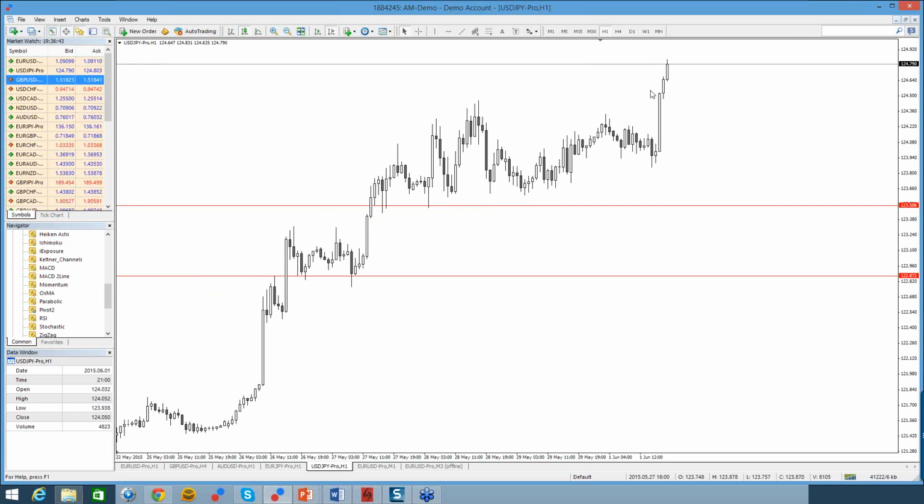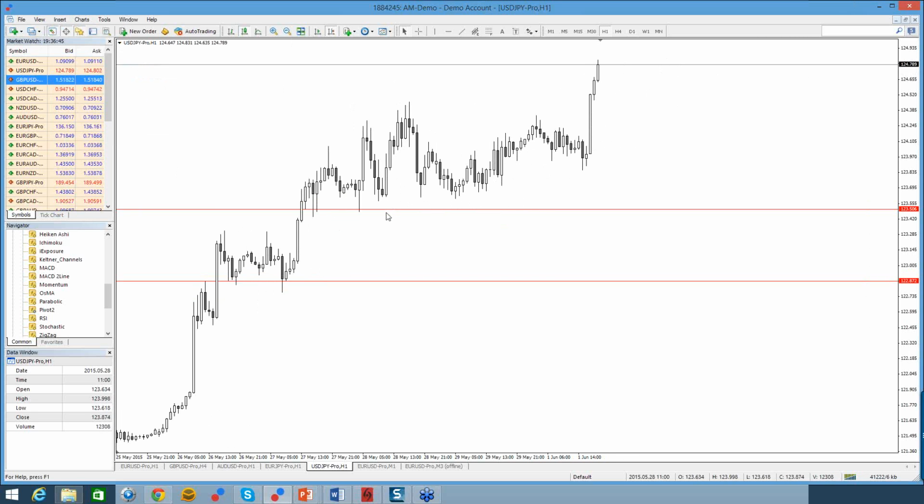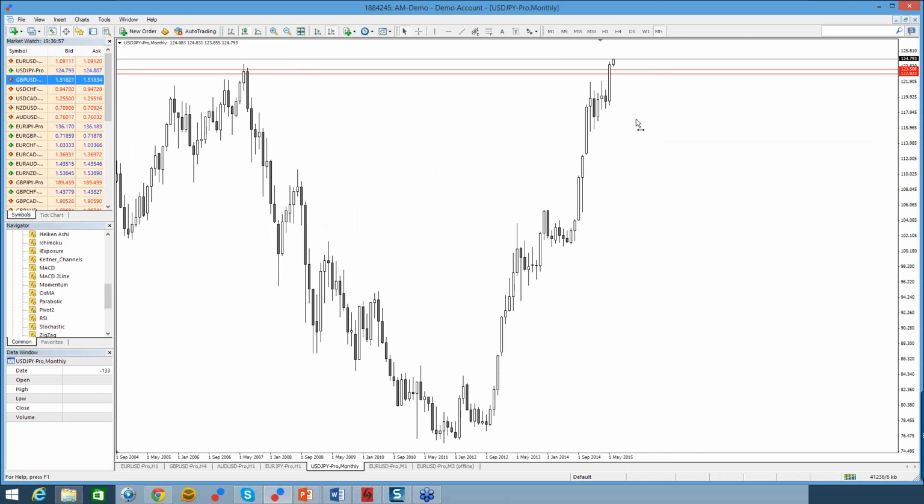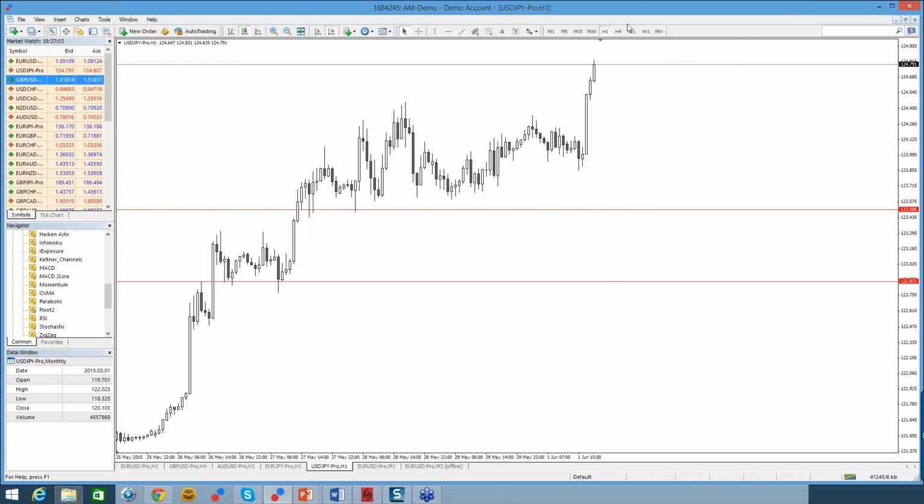I cannot draw any Fibonacci at this point. So the only thing I can see is price action without Fibonacci, because the price is not retracing, it's going up. It's impossible to draw any Fibonacci here. Even on the monthly chart, we just cannot see. It's relentless. It's like a juggernaut. It's unstoppable.